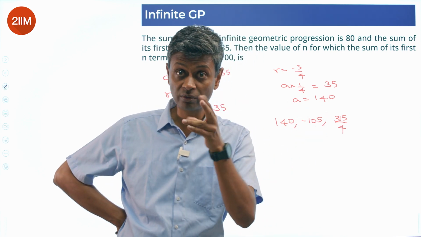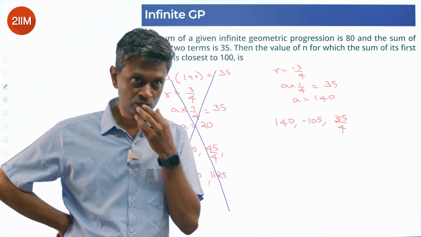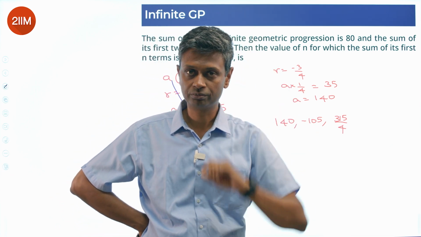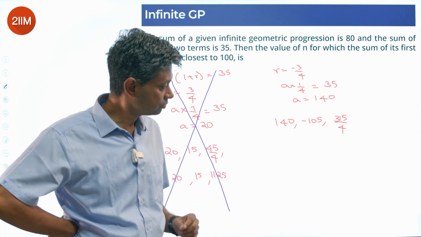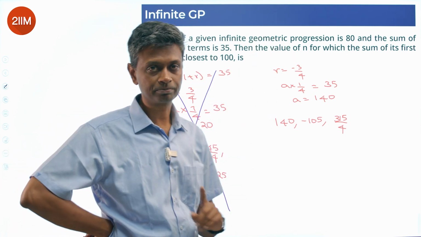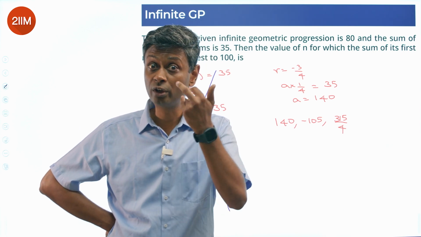If I take 1 and 2, 3 and 4, 5 and 6, each of these is positive. And all of them put together will add up to 80 eventually, that I know. Which means, if I add an even number of terms, my sum cannot be 100. I'll have to add an odd number of terms.